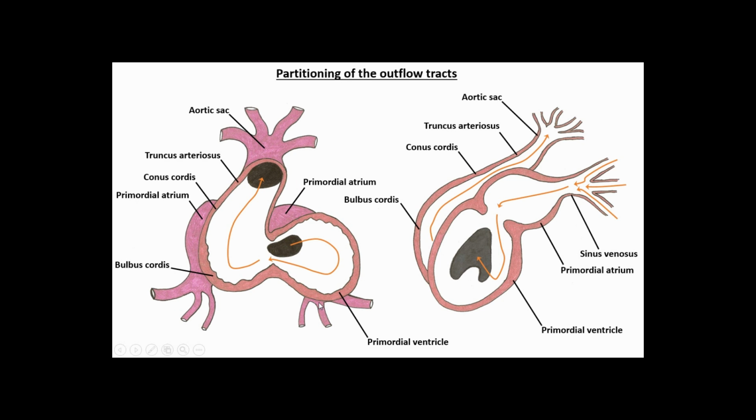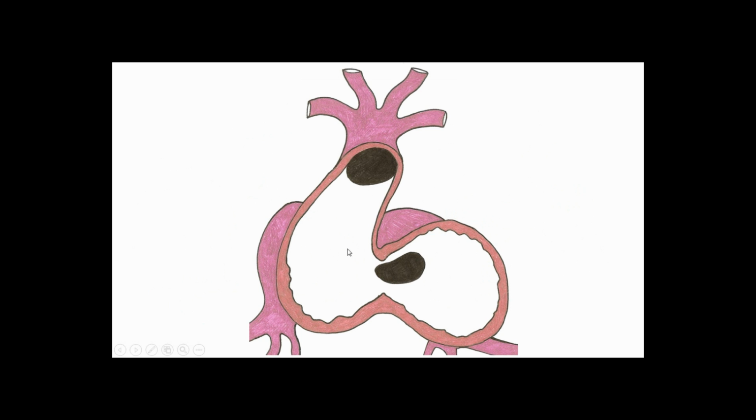Okay, that's the most complicated part. The next part is partitioning of the outflow tracts, and it's actually very, very simple, but hard to visualize. So, we've got our primitive heart. Let's take a look at what's going on right here.